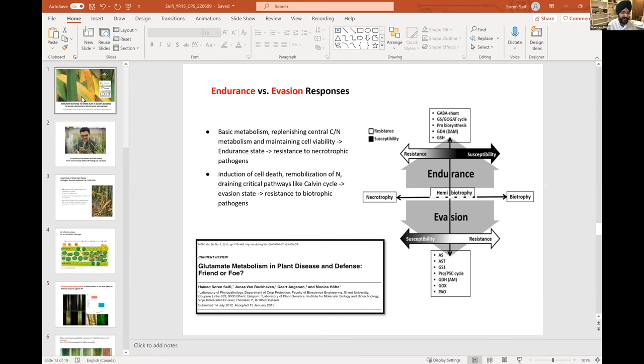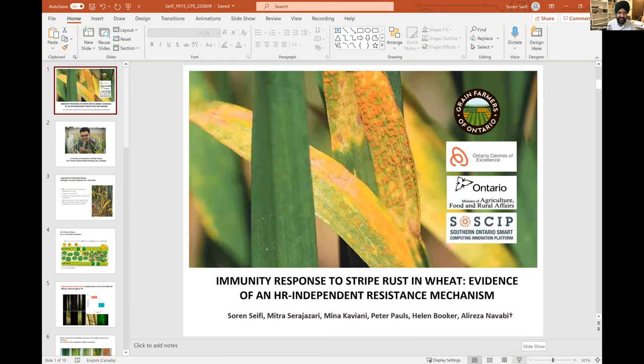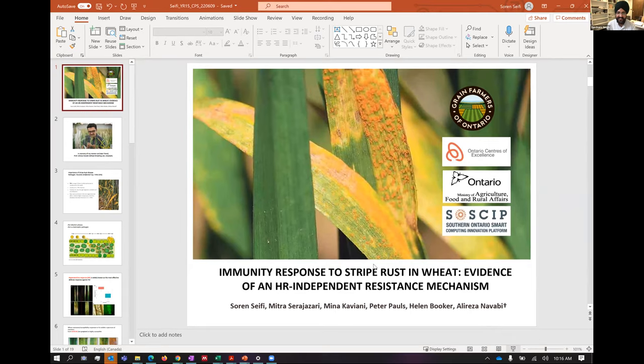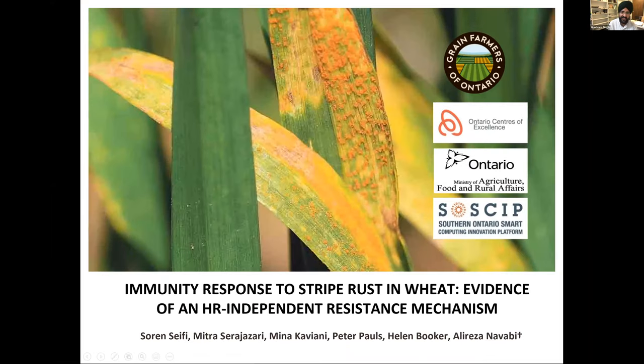Our next speaker is from the crop side and a friend of mine, Soren Safi. He is talking about my favorite rust pathogen. And this is the work that he did while he was working with the University of Guelph. Soren?